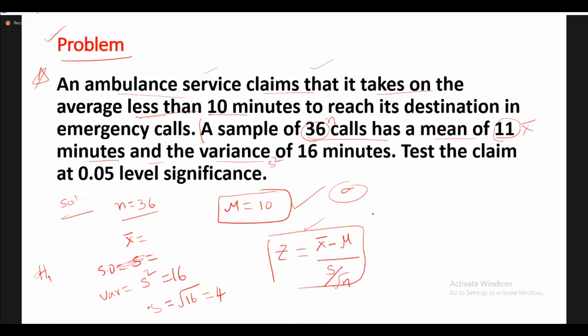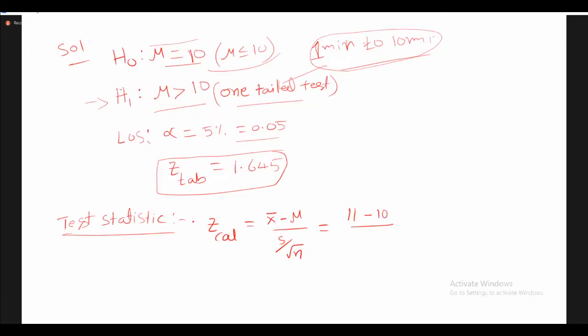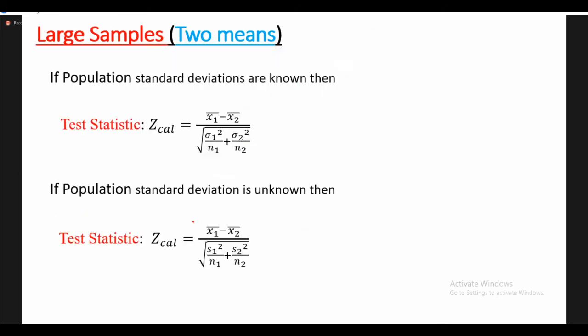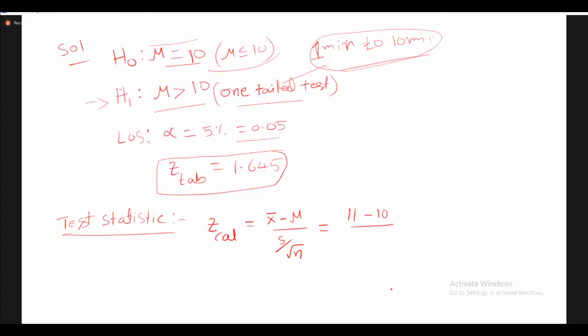s is 4, and n is 36, right? 4 by root 36. All of you calculate that one. What is the value? 1.5.